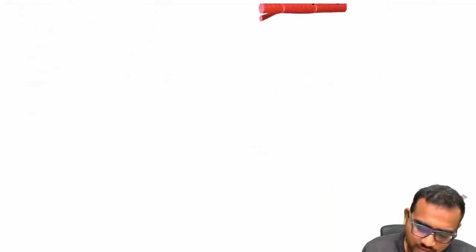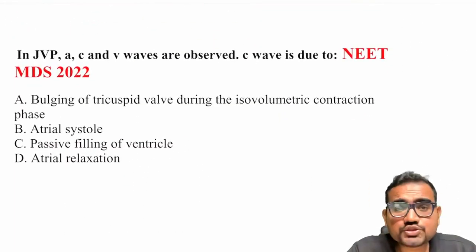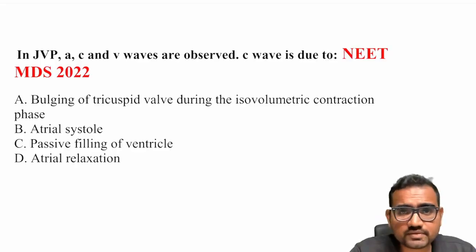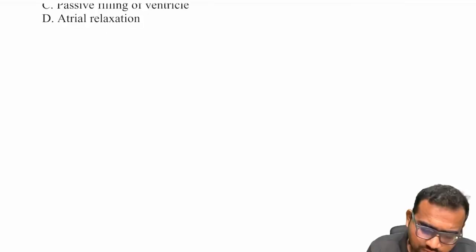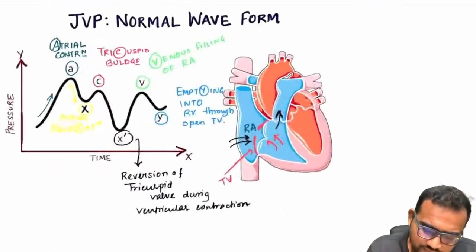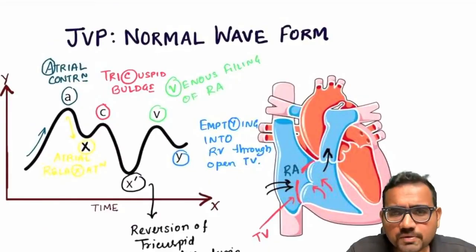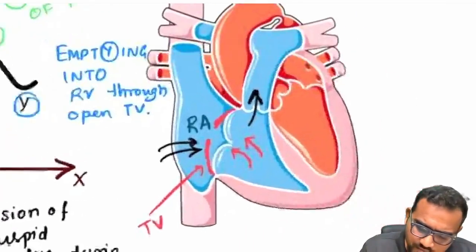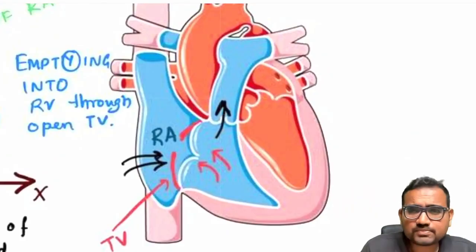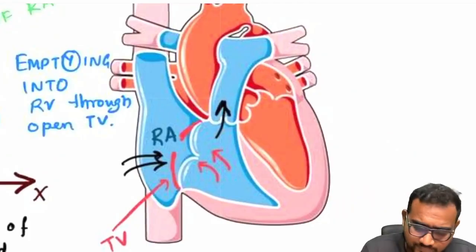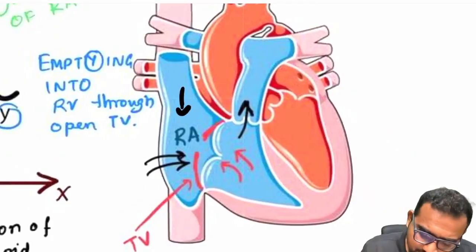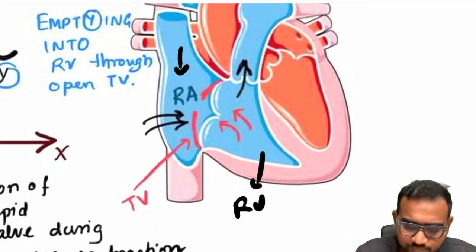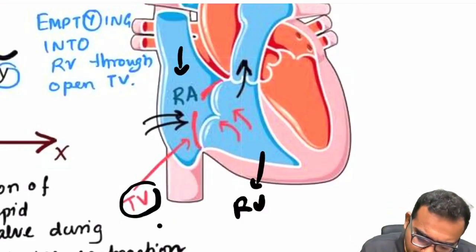Okay, now moving on to the next question. In jugular venous pulse, A, C, and V waves are observed. C wave is due to. Okay. Now, before moving into this question, we have a very simple format of a jugular venous pulse. See, normally the heart mostly talks about the right atrium pressure. So this is the right atrium and this is the right ventricle, and this is the tricuspid valve.